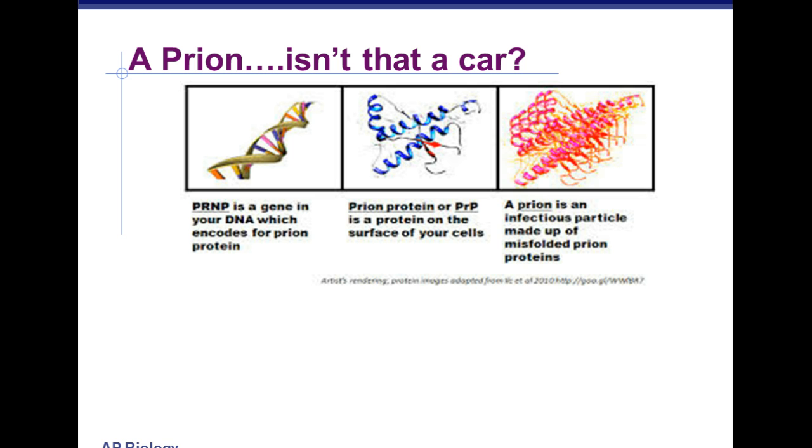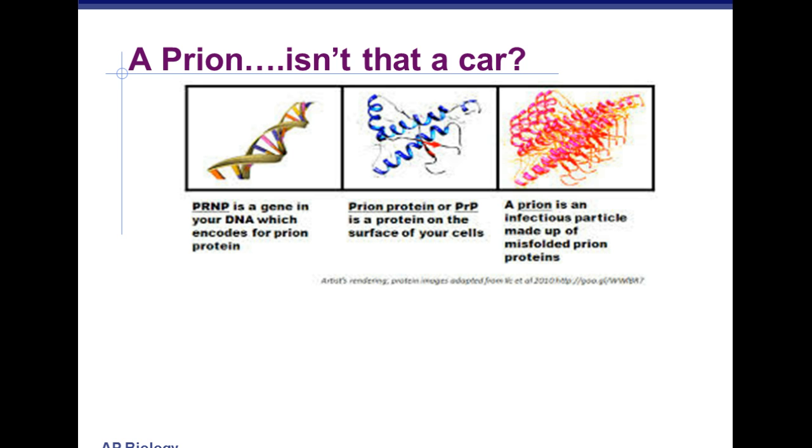Okay, one last anomaly. Prions. Write in your notes that a prion gets its name from its function. Prion means proteinaceous infectious particle. So prion is short for proteinaceous infectious particle. And these are infectious agents that appear to have a unique method of information transfer.